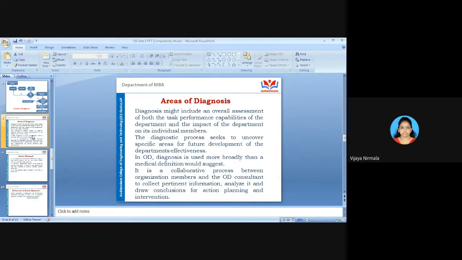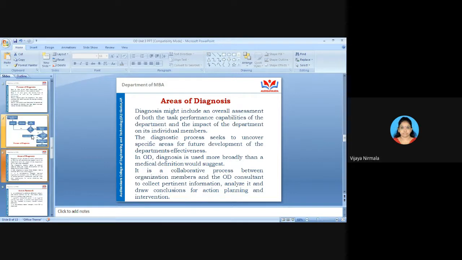So what is the first one? The first area is the interacting sub-elements which make up the organization, and the second area of diagnosis is concerned with the organizational processes. So in these areas, the diagnosis is being made.